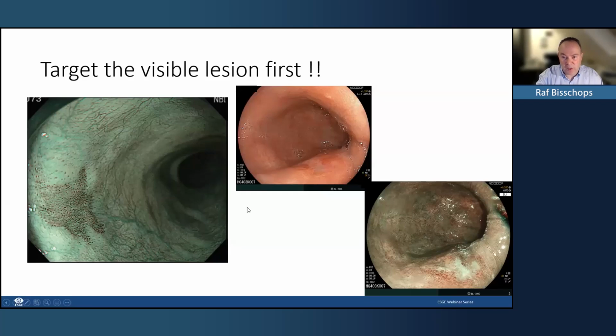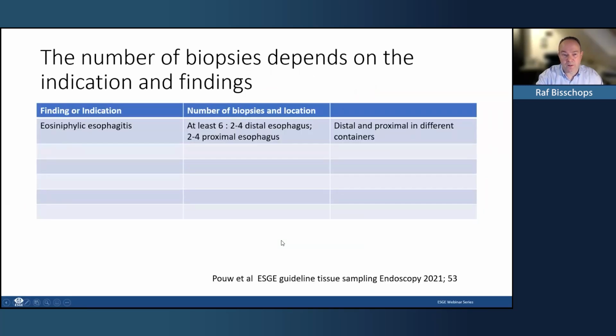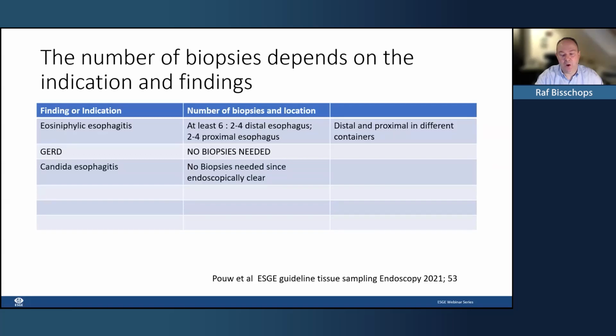So take first the targeted biopsies and then all the rest. For eosinophilic esophagitis, you need to take at least 6: 2 to 4 in the distal esophagus and 3 in the proximal esophagus, and they advise us to put these in 2 different containers. For reflux, you don't need any biopsies. For candida, also not really, unless it's going to change your practice, but you can identify it endoscopically.